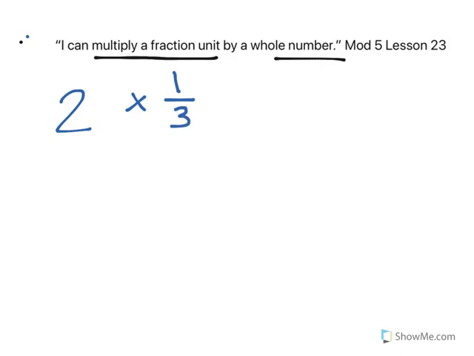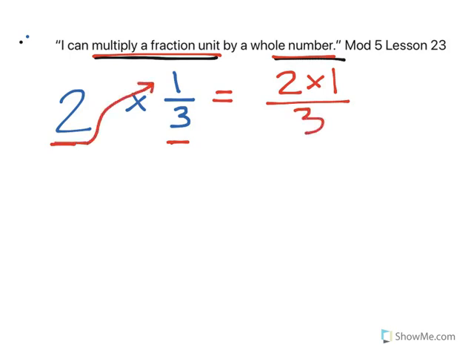Okay, so here's my equation. If you notice, I have a fractional unit, that's my 1/3, and I have a whole number, that's my 2. So I need to multiply. So what it's asking me to do here is basically do 2 times 1/3. So I'm taking my whole number, multiplying it by my numerator, and my denominator is staying the same. So 2 times 1 is 2, and my denominator is going to stay the same, 2/3. So that is multiplying a fractional unit by a whole number. It's as simple as that.